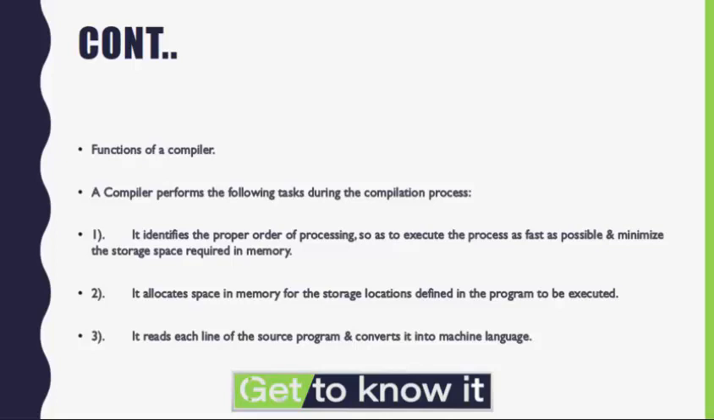The other function is that it allocates space in memory for the storage locations defined in the program to be executed. Just like the interpreter, the compiler will allocate space in memory for the storage locations defined in the program to be executed. It also reads each line of the source program and converts it into machine language. So again, it will do its main work of translating the source program into object program or language.